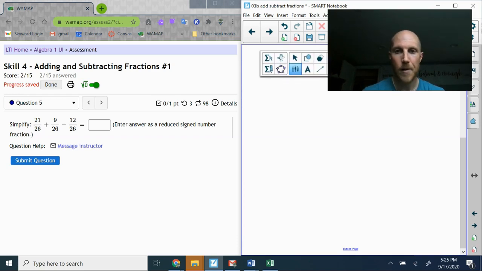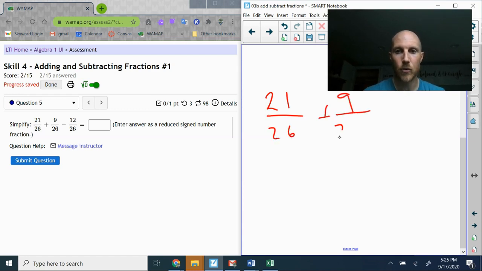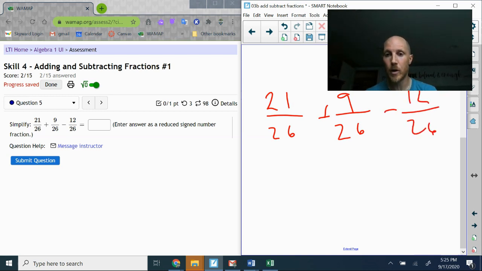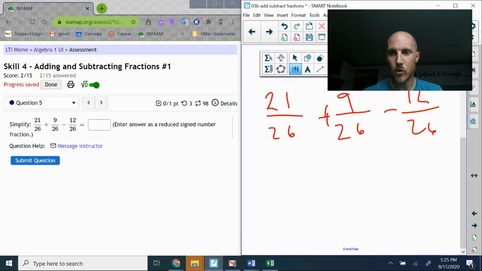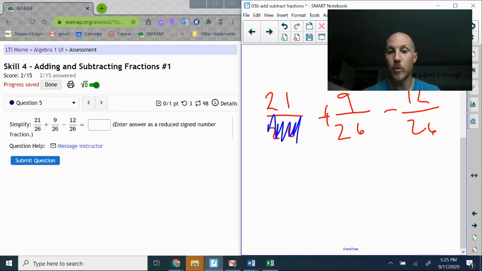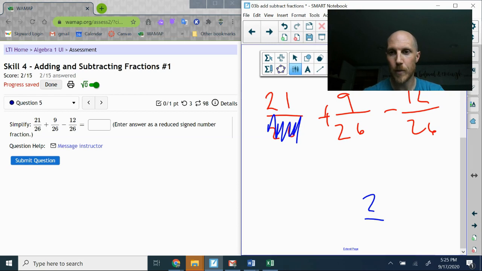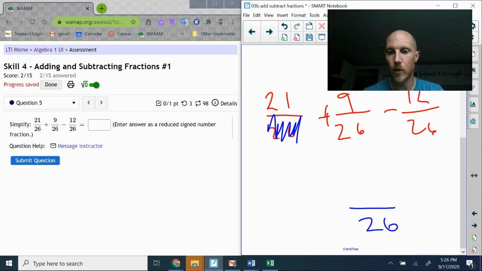Right? So 21/26 plus 9/26 minus 12/26. Since they all have a common denominator, I can just go ahead and do the addition and subtraction. And I'm going to do a little bit of cleanup. So I know that my answer is going to have a denominator of 26. Blue, okay, denominator of 26. I just have to figure out my numerator.